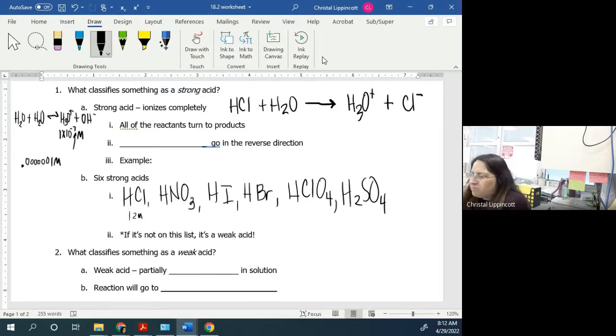All right. So these strong acids do not go in a reverse direction. And that's why we use an arrow that looks like this. It's a straight arrow. It's not the weird one.